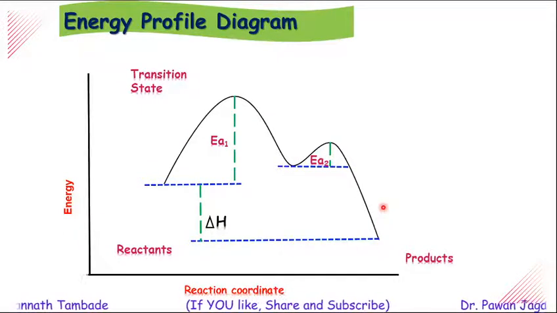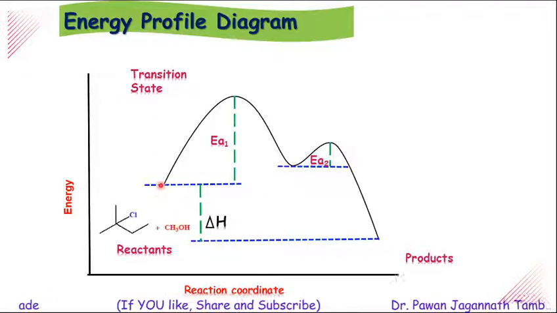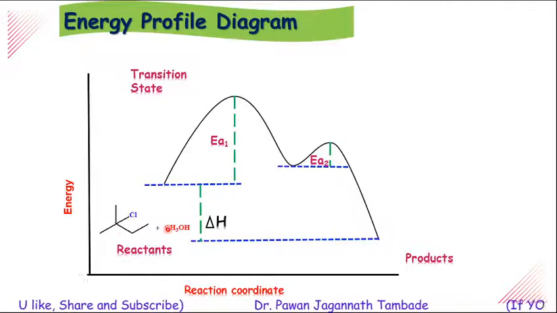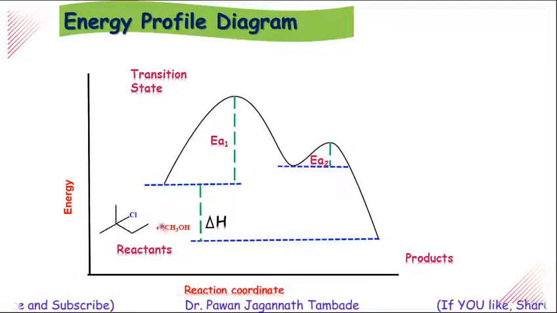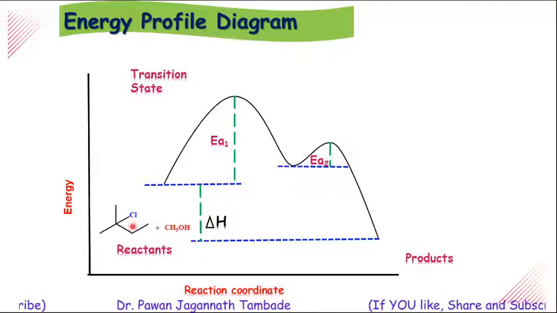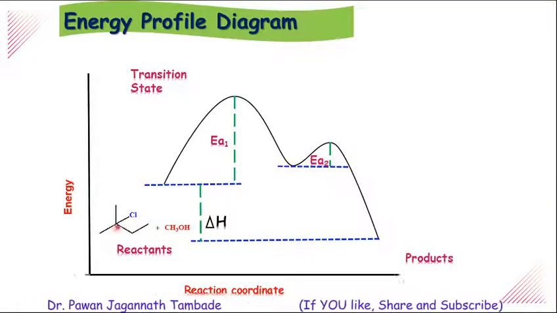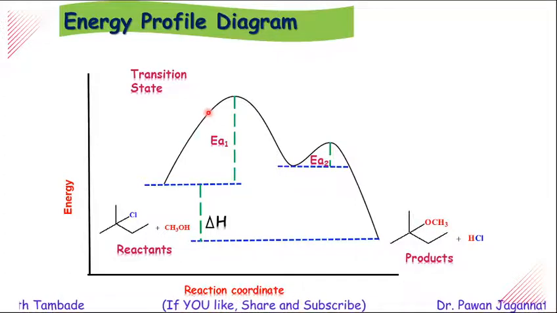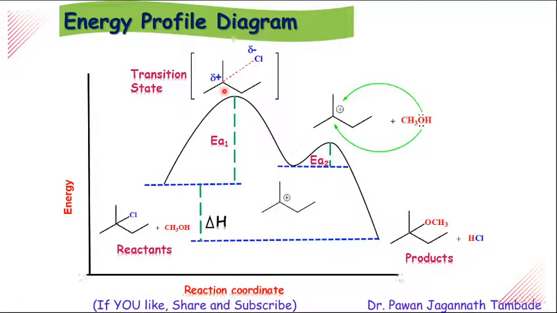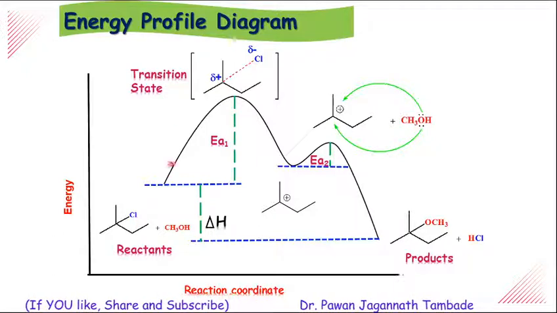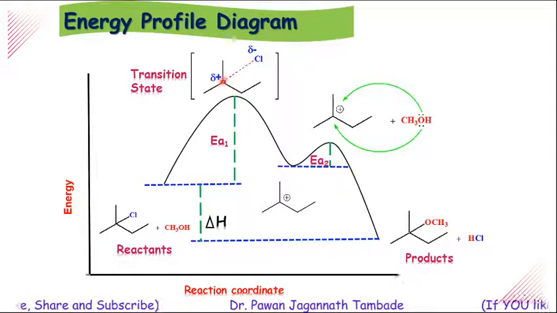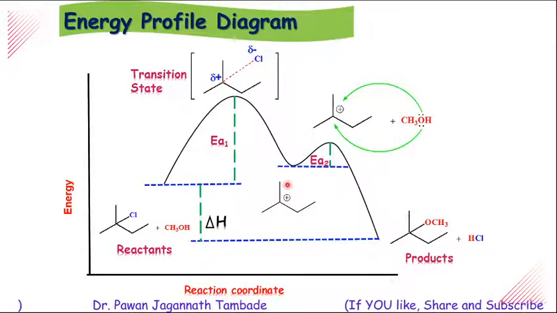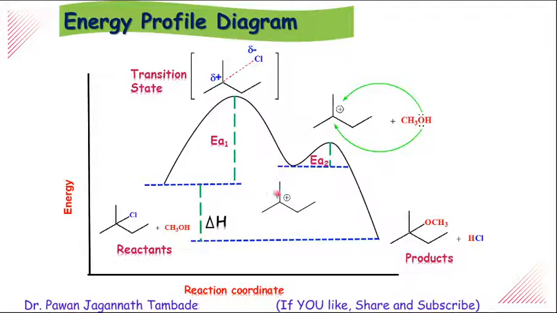And thus we can see this type of energy profile diagram. So in this case, at this step, there are reactants. In our example, this tertiary alkyl halide and methanol are our reactants, electrophile and nucleophile respectively. In the very first step, we saw that there is a breaking of this carbon-chlorine, or carbon-leaving group, bond, and during breaking of this bond, we have a step where energy increases. And after that, this bond breaks completely and gets converted into this carbocation intermediate. So at this step, there is a carbocation intermediate.